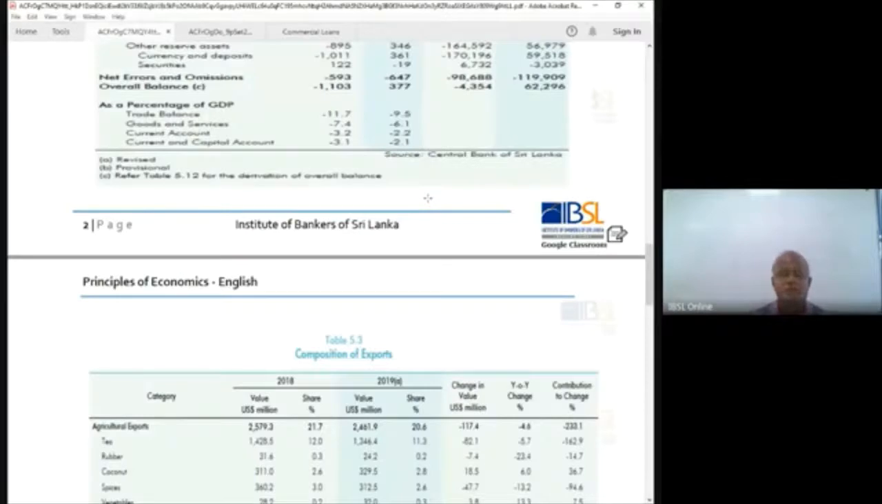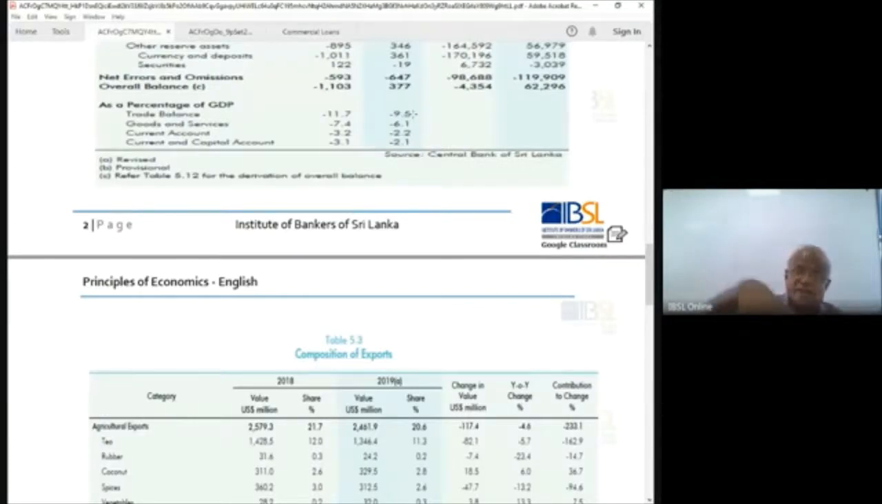Okay. Now, these are the balances as a percentage of GDP. Now you can see the trade balance deficit dropped as a percentage of GDP from 11.7 to 9.5. Good sign. Why is that? Because of the import restrictions, they restricted imports, dropping imports. Exports dropped in 2019, but at the same time imports also dropped. That's why there is a net improvement in the trade account.